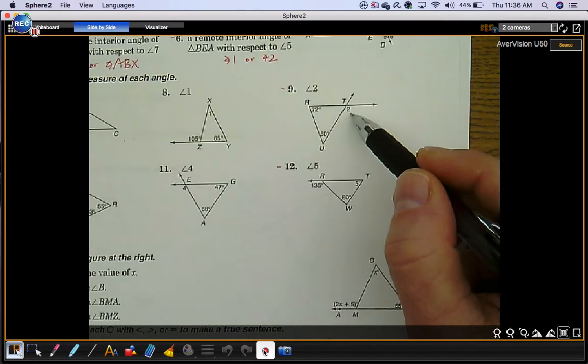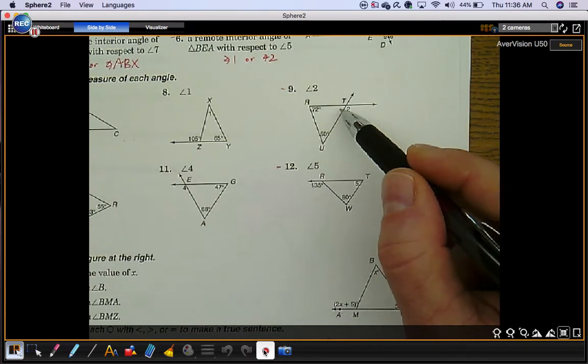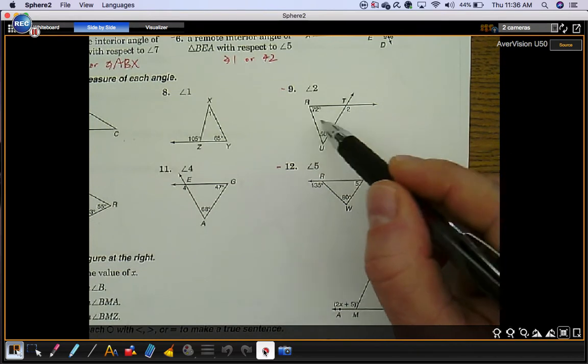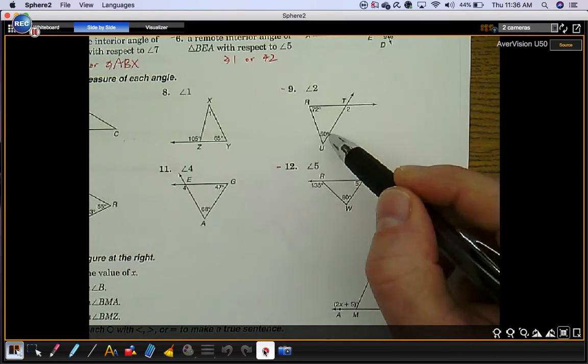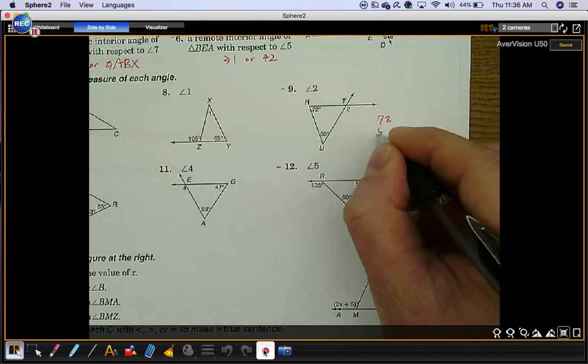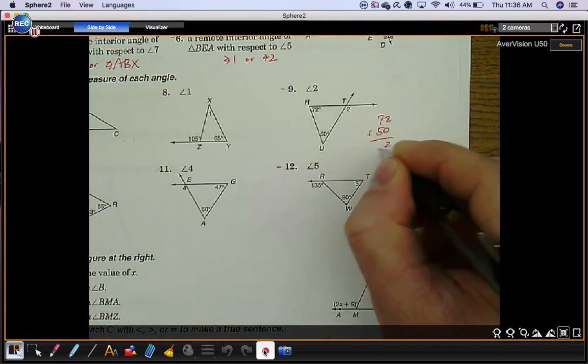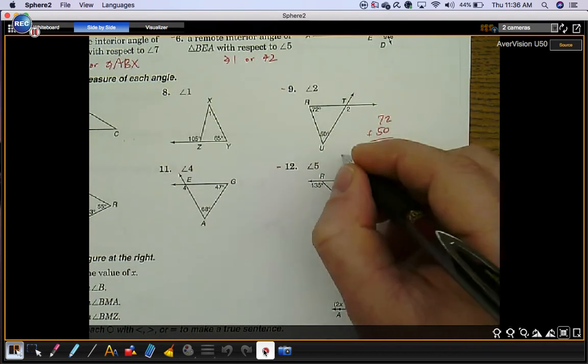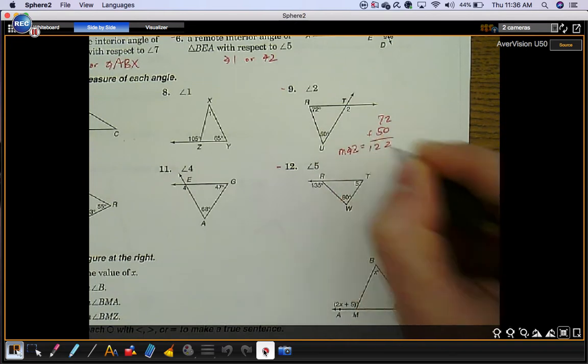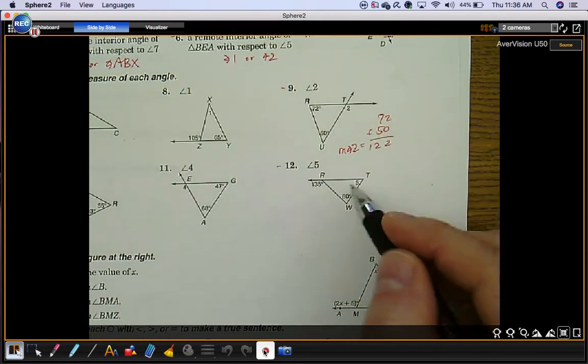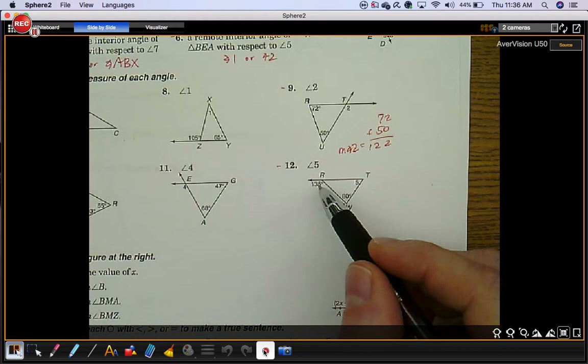Angle 2 is an exterior angle because it makes a linear pair with this interior angle. What is angle 2's measure? Well, it's going to be the same thing as these two added together. So 72 and 50 together give you 122. That's the measure of angle 2. Number 12. This is an exterior angle, 135 degrees.